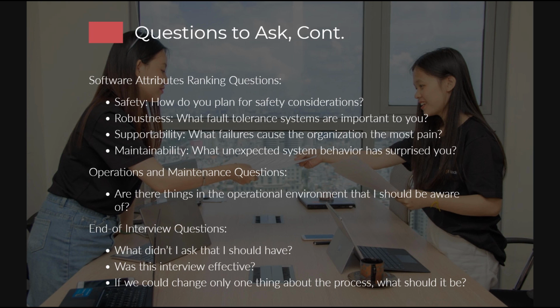Software attributes ranking questions. Safety. How do you plan for safety considerations? Robustness. What fault tolerance systems are important to you? Supportability. What failures cause the organization the most pain? Maintainability. What unexpected system behavior has surprised you? Operations and maintenance questions. You could ask things like, are there things in the operational environment that I should be aware of?